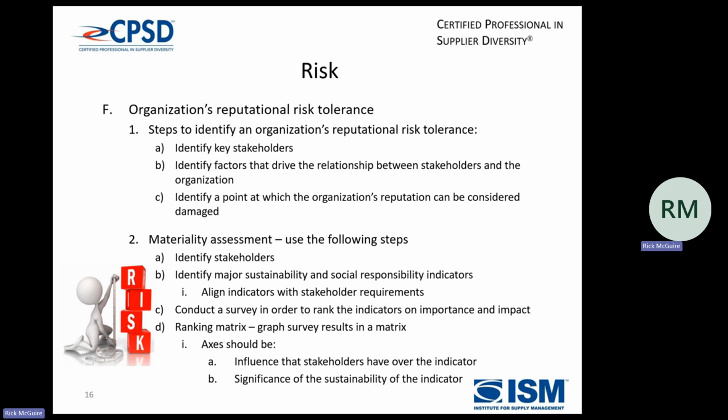Material assessment, use the following steps. Identify stakeholders, identify major sustainability and social responsibility indicators, align the indicators with the stakeholder requirements, conduct a survey in order to rank the indicators on importance and impact, and then create a ranking matrix, graphing survey results in a matrix. Axes should be things like influence that stakeholders have over the indicator and significance of the sustainability of the indicator.